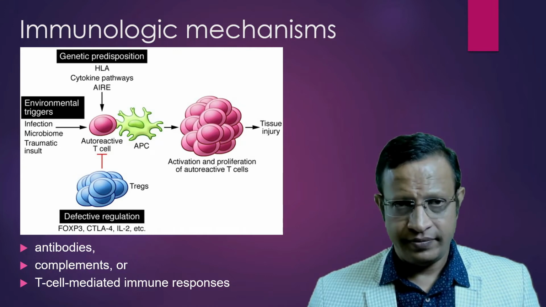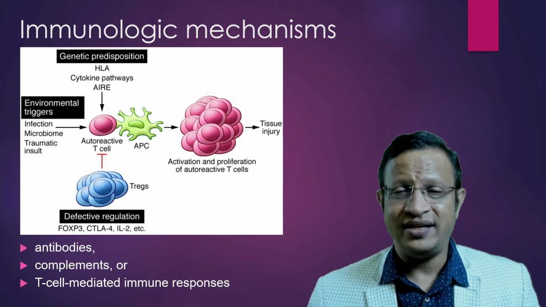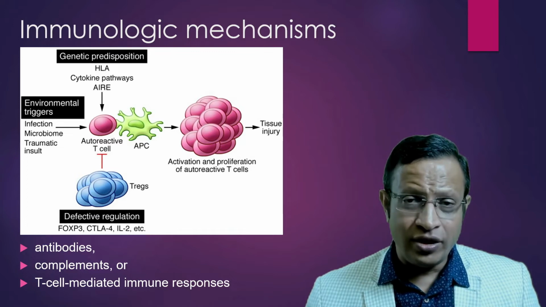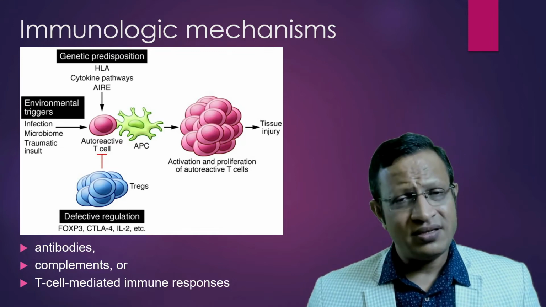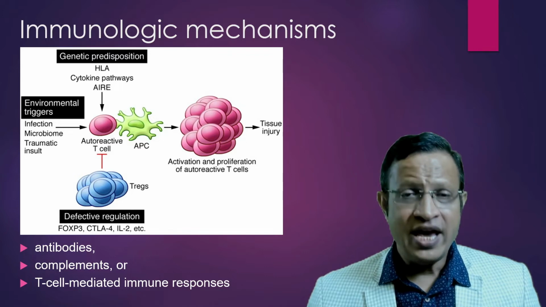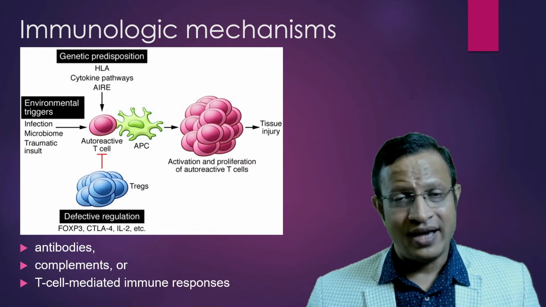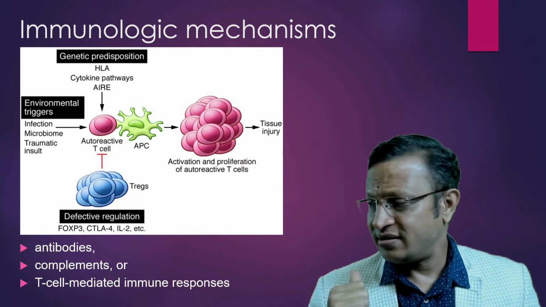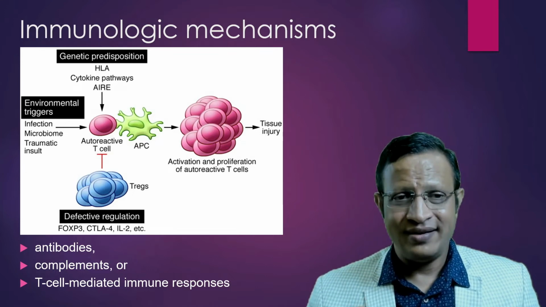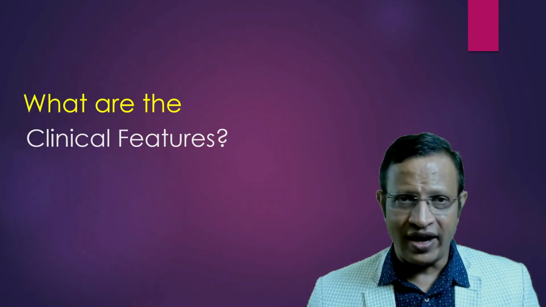own tissues. Further, defective regulation, that means there are some cells which suppress these T cells. But unfortunately, if there is a defective regulation because of genetic reasons, or polymorphism, or various other reasons, the autoreactive T cells are not suppressed. In such a scenario also, autoimmunity can develop. Here, as I mentioned, one is antibodies against our own cells, complement mediated attack, and T cell mediated attack. So these three play a crucial role in limbic encephalitis.